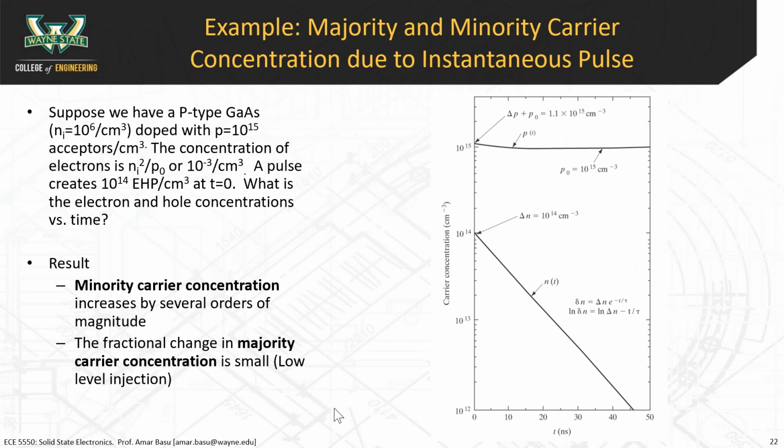Here's another example. We're talking here about majority and minority carrier concentration due to an instantaneous pulse. I'm going to draw it simply here. So we have a p-type gallium arsenide doped with 10 to the 15th acceptors. The concentration of electrons is 10 to the negative 3, right? These are calculations that we've done earlier.